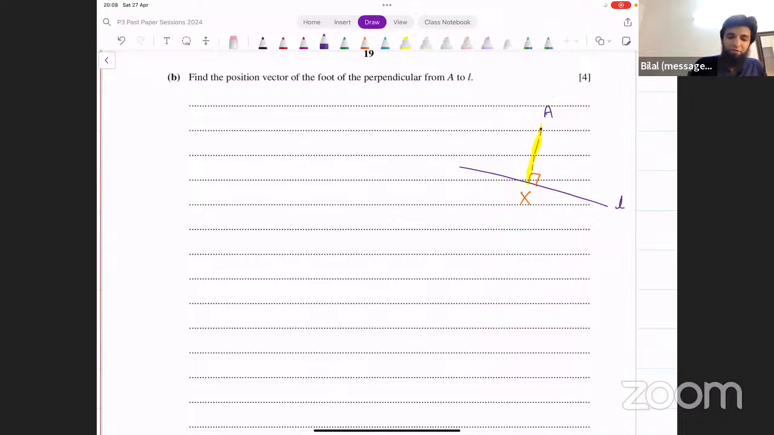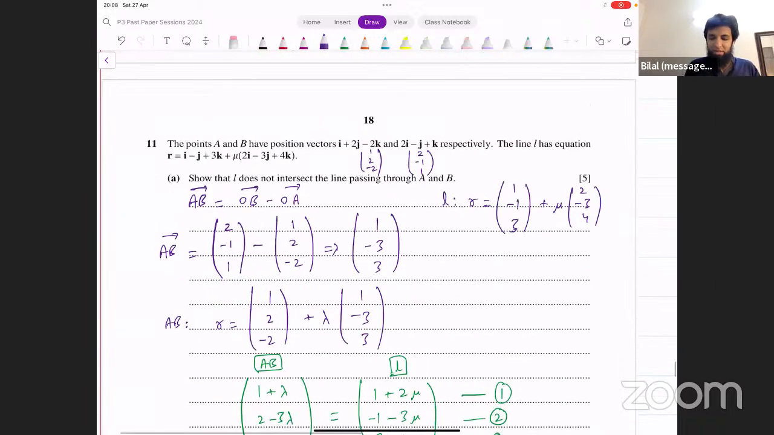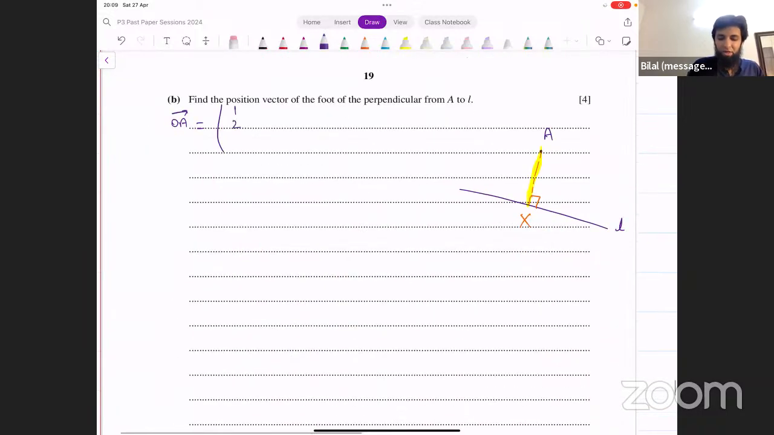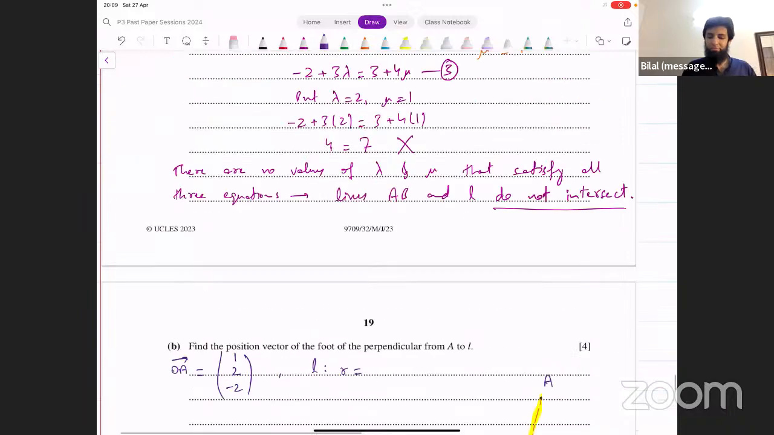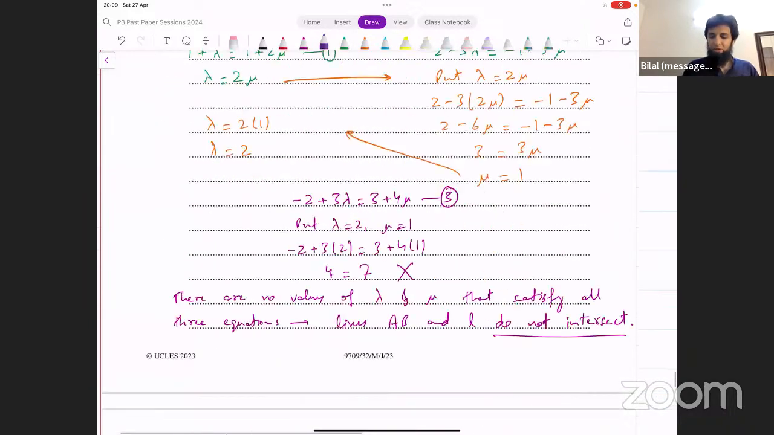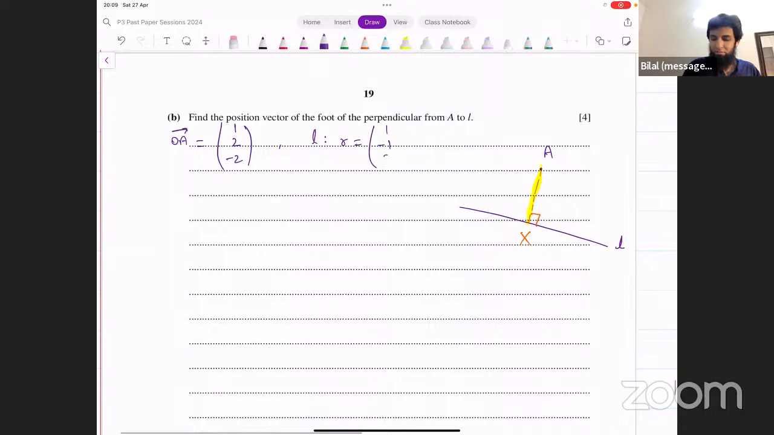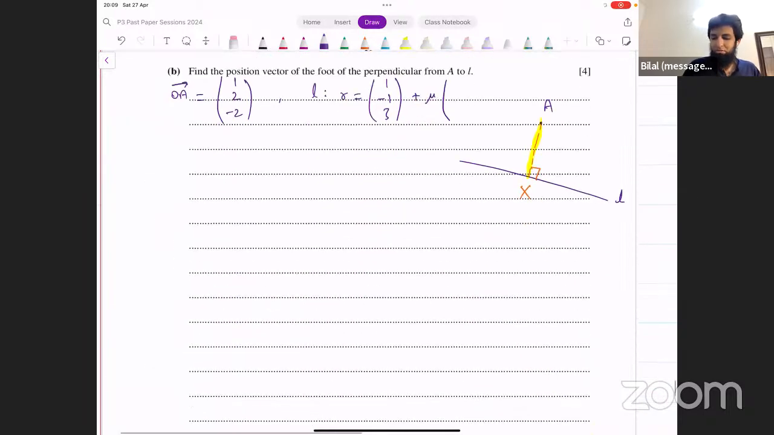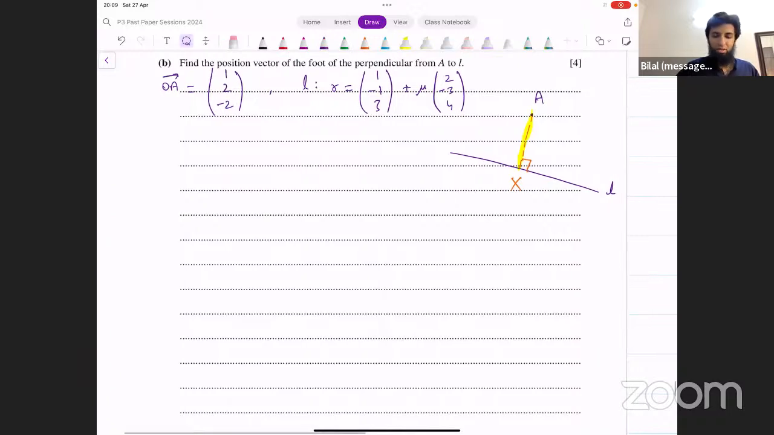Now, what information do we have? We know the position vector of the point A. What's the position vector of the point A? That's given in the question. That says 1, 2, minus 2. That's OA. Let me write that here. 1, 2, minus 2. We've got the equation of the line L. Equation of the line L was given to be 1, minus 1, 3 plus mu into 2, minus 3 and 4. Right? These are the position vector and the equation of the line.